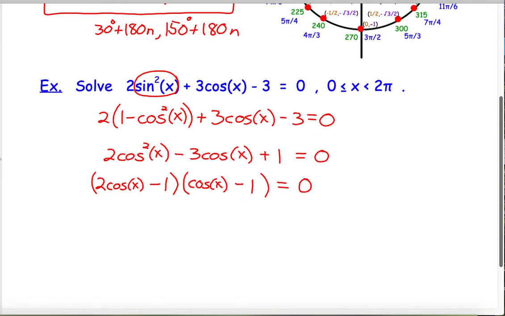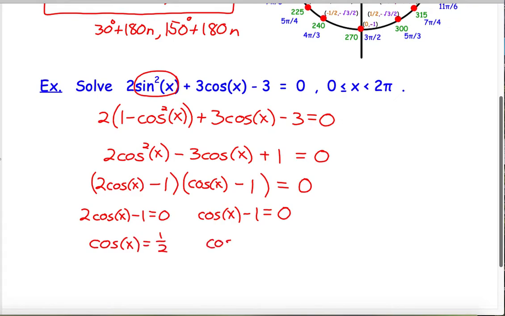Now I have something times something equals 0. That means that 2 cosine x minus 1 equals 0, or cosine of x minus 1 equals 0. Which means that the cosine of x is equal to 1/2, or the cosine of x is equal to 1. Now notice we did have a stipulation here. X is going to be between 0 and 2 pi. So with that restriction, I'm only looking at the unit circle from 0 to 2 pi.